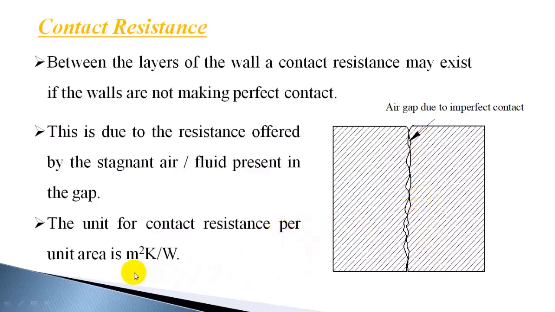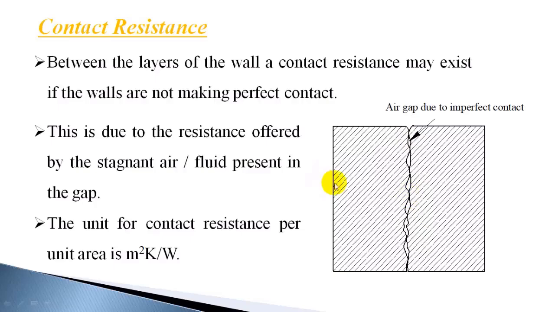So generally they give it for unit area, and if the area for the heat flow is more, then you have to divide by the area to get the total resistance. If I represent Rc as the contact resistance, Rc divided by area will give the total contact resistance. Rc is the contact resistance per unit area, and that divided by area will give the total resistance to the heat flow.